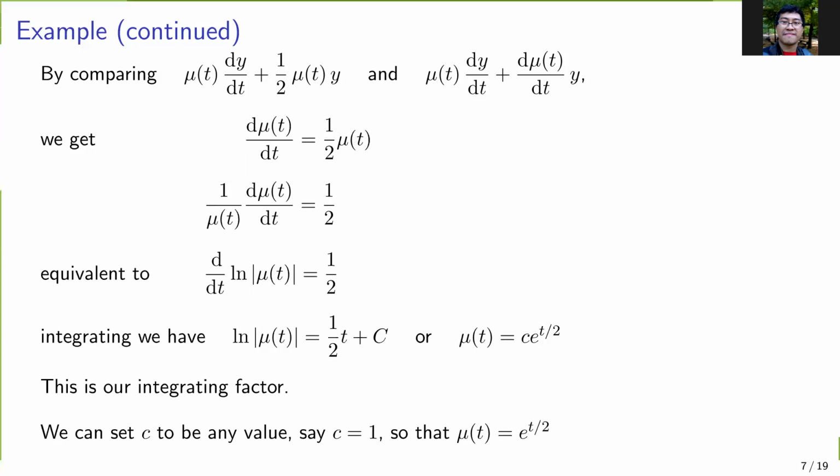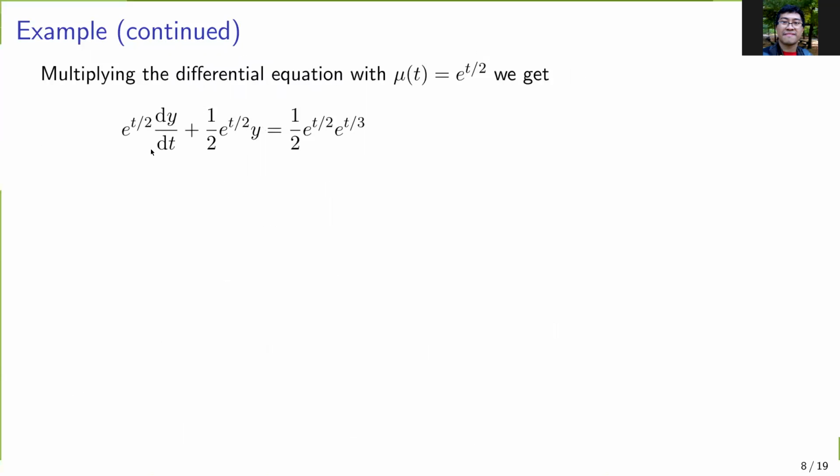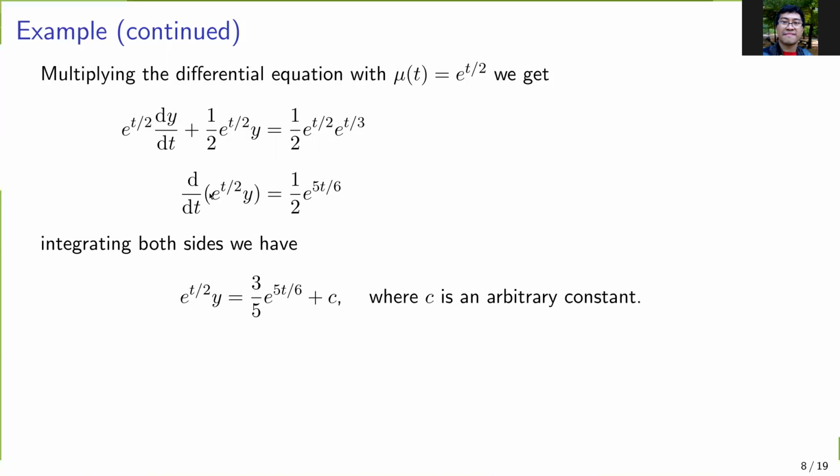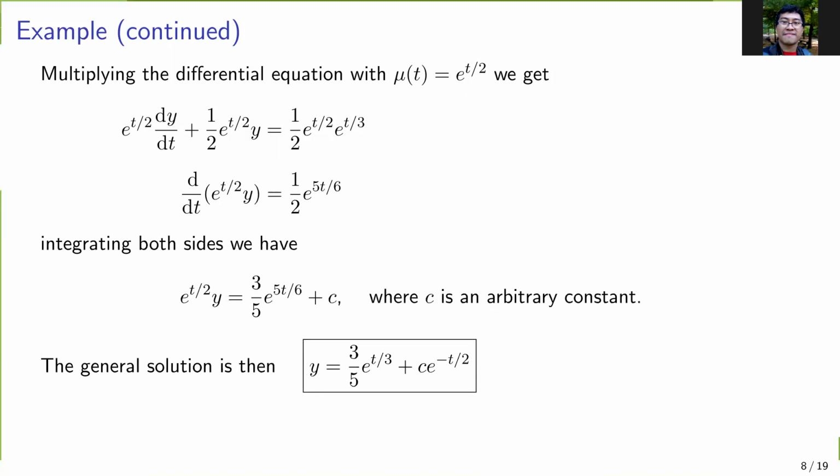So let's go back to our main problem and multiply the differential equation by mu. We get this expression, so we can write the left side in a shorter form like this. On the other side, we can combine t over 2 and t over 3. That becomes 5t over 6. Integrating both sides, we get this term equal to 3/5 e to the power of 5t/6 plus c, where c is an arbitrary constant. Solving for y, we get the general solution. For the values t equals 0 and y equals 1, we set t to 0 and y to 1, and we get c as 1 minus 3/5, that's 2/5.